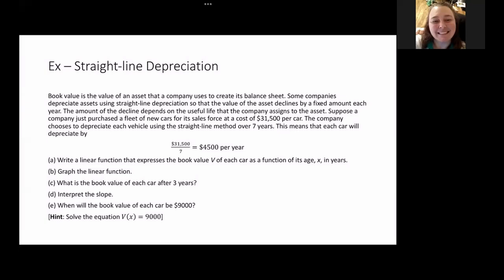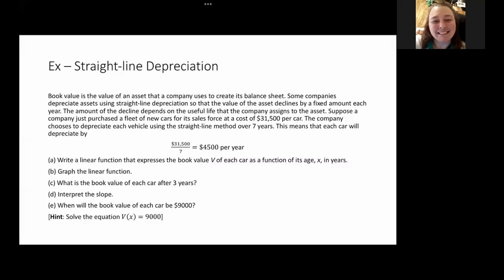We're going to do several different things, and as always, we're going to pull out every single piece, each on its own, so no panic. Write a linear function that expresses the book value v of each car as a function of its age x in years. We're going to graph that linear function. We're going to figure out what the book value of the vehicle is going to be after 3 years. We're going to interpret what the slope actually means. And then we're going to look at when the book value of this vehicle will be equal to $9,000. A hint on that is that we're going to set the equation equal to 9,000.